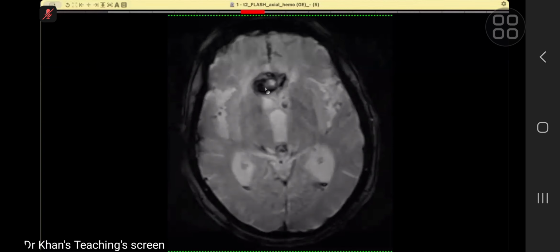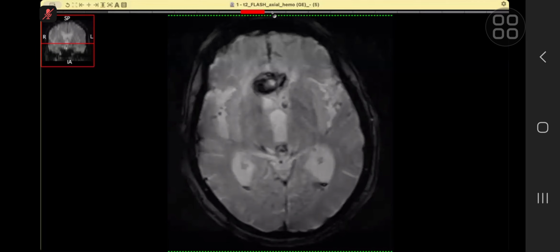I would like to inform these findings to the referring clinician and also request an MR angio to confirm the possibility of an aneurysm. What is the investigation of choice for an aneurysm? Is it an MR angio? CT angiography, sir, or digital subtraction angiography. Over to you.